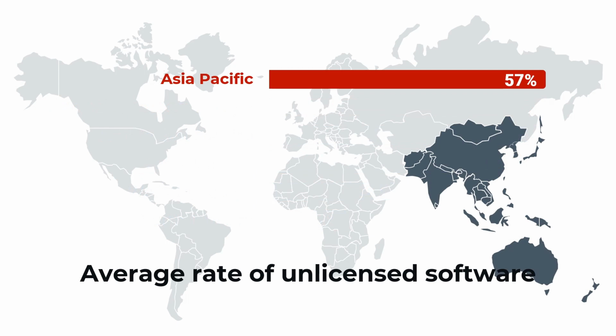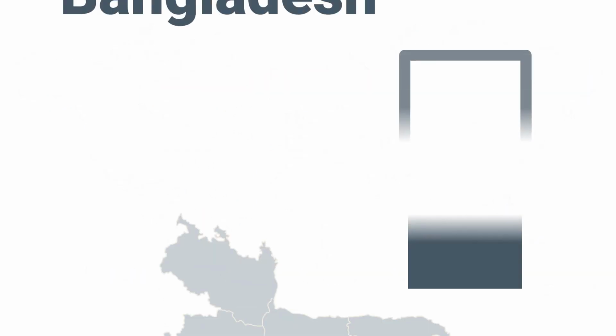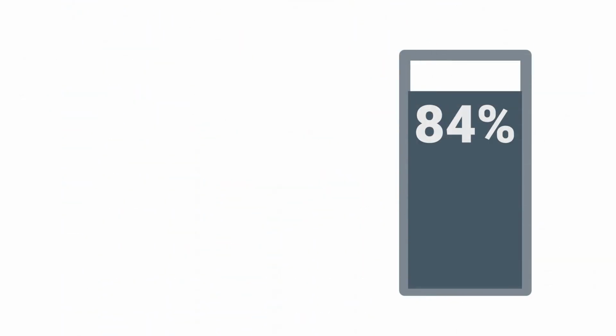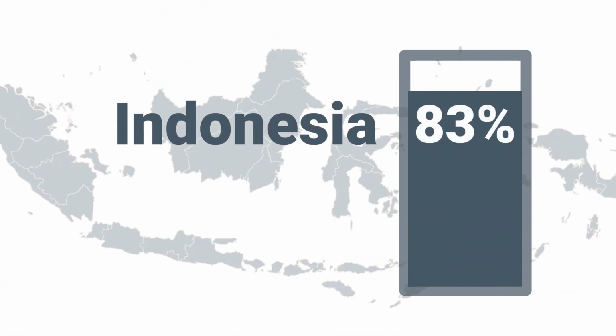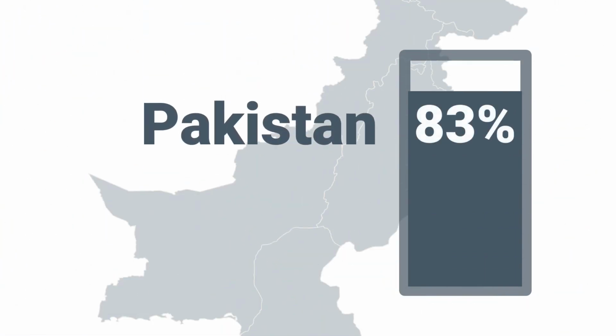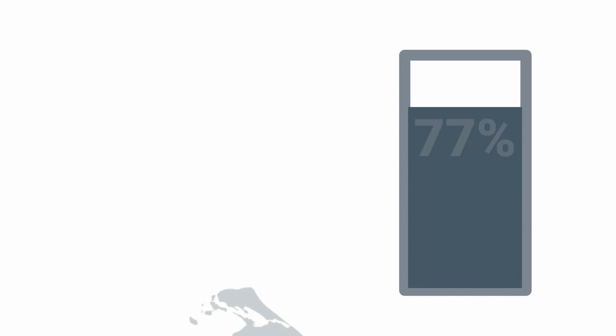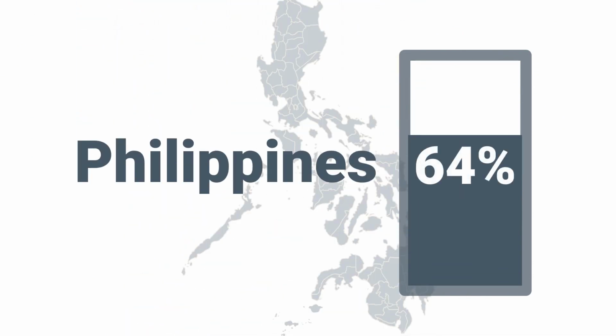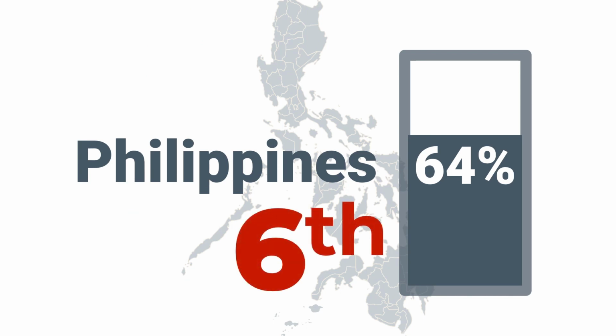Within Asia-Pacific, Bangladesh comes first, followed by Indonesia and Pakistan at second, and Sri Lanka at third. Philippines has an estimated 64% software piracy rate and ranks 6th in the Asia-Pacific region. Given these figures, the next question is what the Philippines is doing to deal with software piracy.